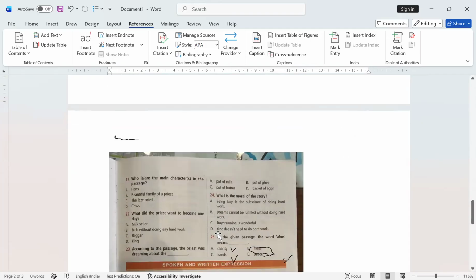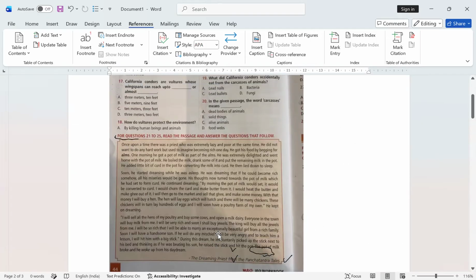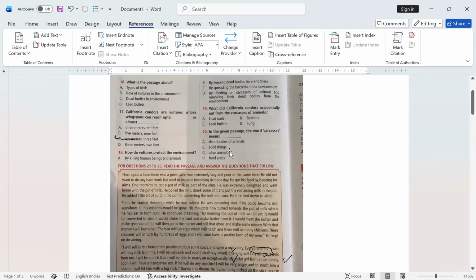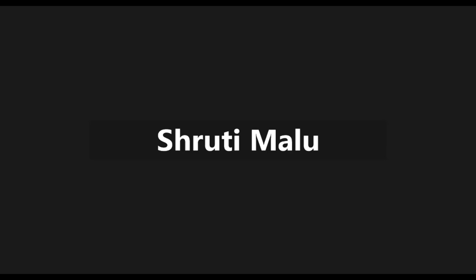Now answer बताओ अब मुझे. How do vultures protect? Okay, ये हो गया हमारा. 19 और 20 बचा हुआ है. What did California condors accidentally eat from the carcasses of animals, Mirka? Very good. In the given passage, the word carcasses means dead bodies of animals. Fantastic, and that is how the class is going to get over.